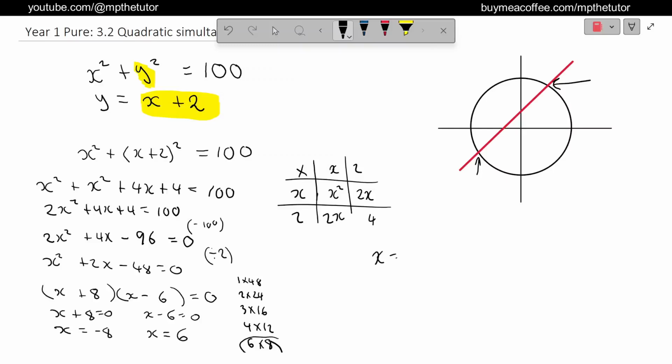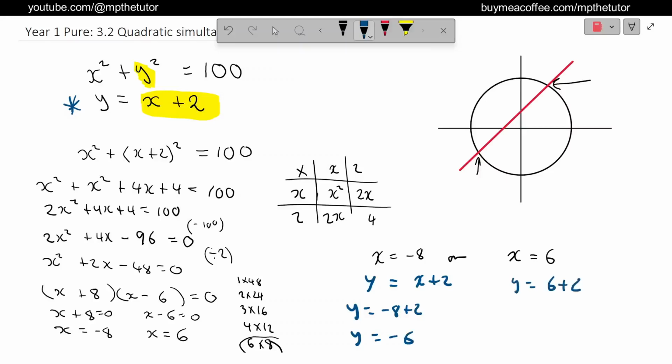So we now have x equals minus 8 or x equals 6. What we then need to do is find out y. Our y equals x plus 2. So we have y equals minus 8 plus 2, so y equals minus 6, and y equals 6 plus 2, so we have y equals 8. And that's your answer.